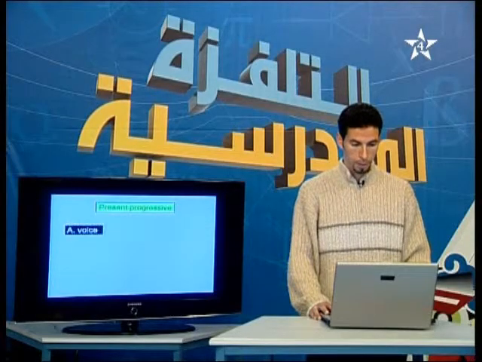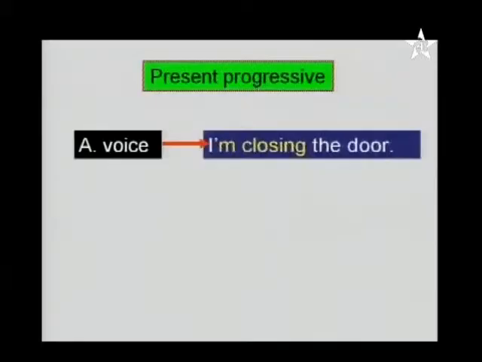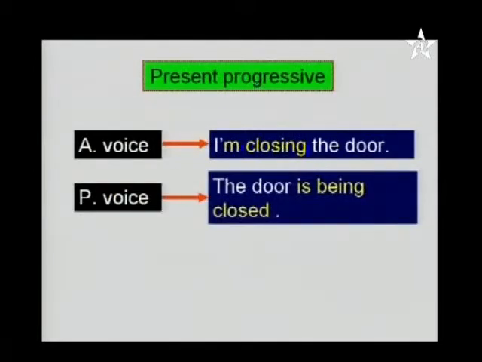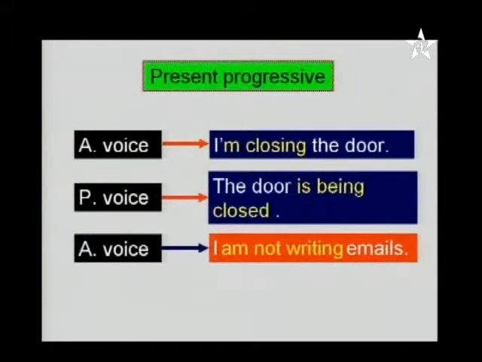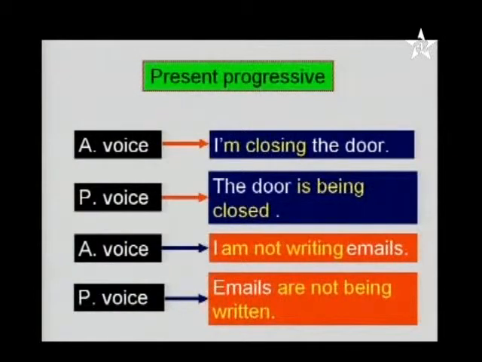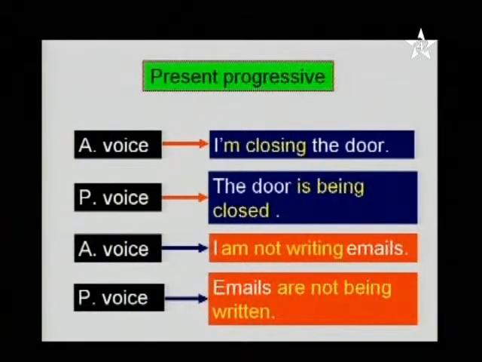Now, present progressive, which is otherwise named present continuous for those who know the other name. Active voice, I am closing the door. Passive voice, the door is being closed. The other set of examples is I am not writing emails. This is a negative sentence. Notice the not of negative. Emails are not being written.